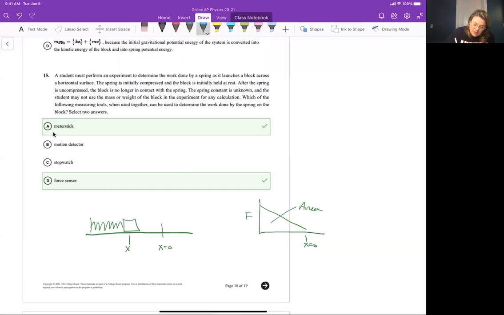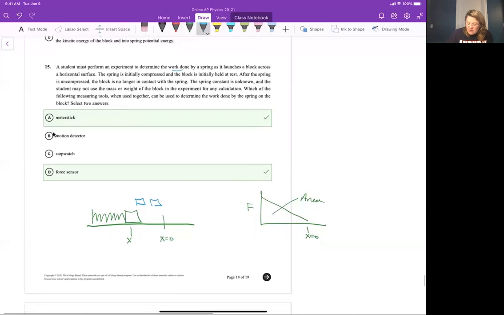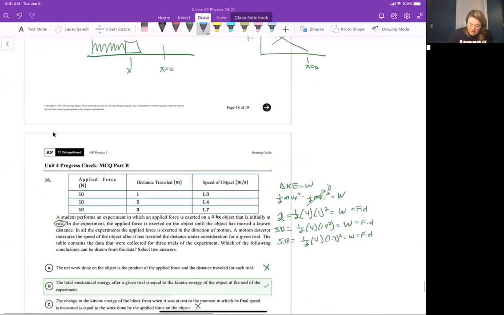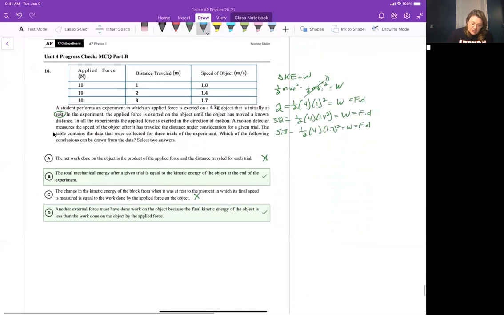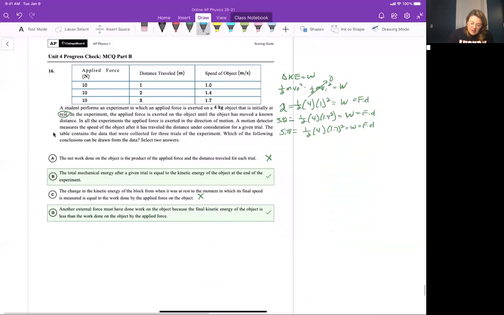We must perform an experiment to do work. We want to find two things. So if we had a force sensor and we could move this block to different locations, we could actually measure the force that the spring was putting on the block versus distance, form a force versus distance curve, and calculate the area. This one is also a little tricky. We have a situation where, which of the following conclusions can be drawn from the data?